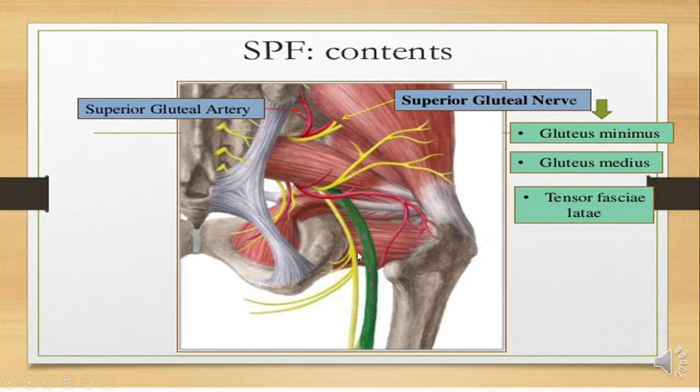Now, the contents of the sciatic foramen above the piriformis, or the suprapiriformis foramen, are the superior gluteal nerve and vessels. You can see here that the superior gluteal nerve supplies gluteus medius, minimus and tensor fasciae latae, and the superior gluteal artery supplies gluteus medius, minimus, tensor fasciae latae, as well as gluteus maximus muscle.